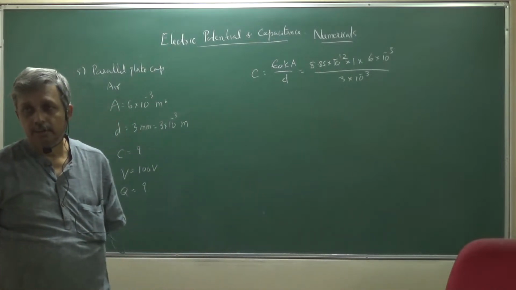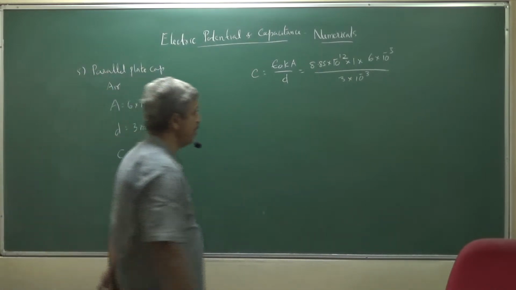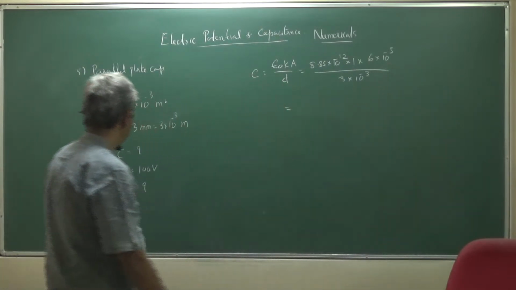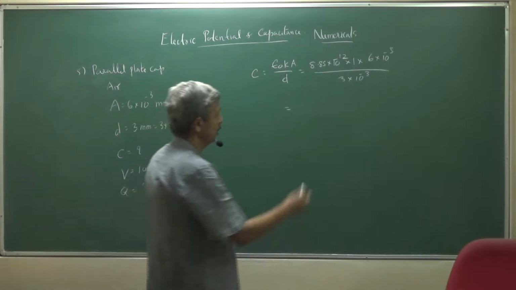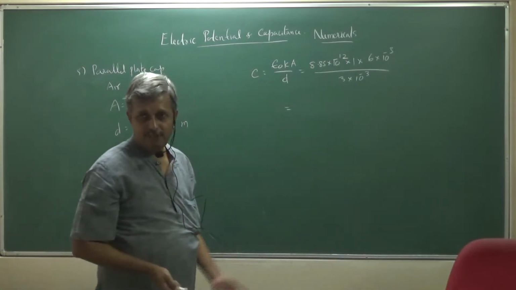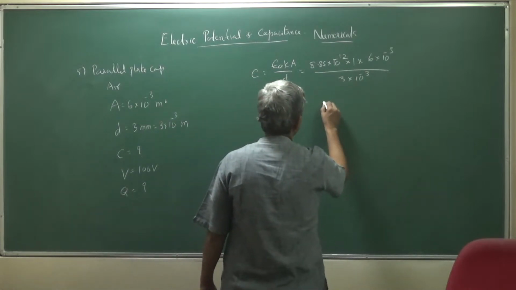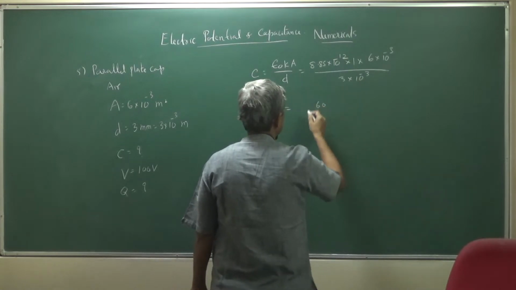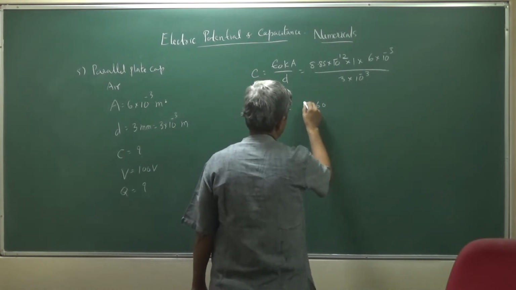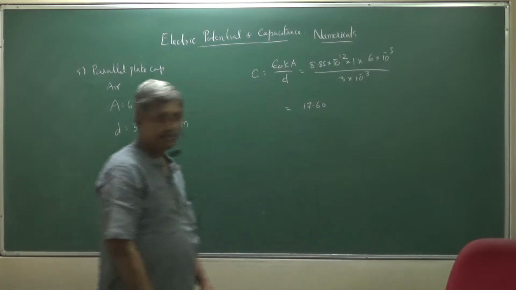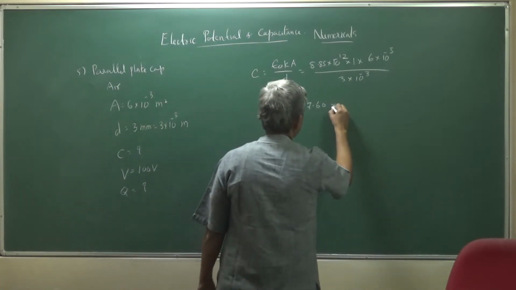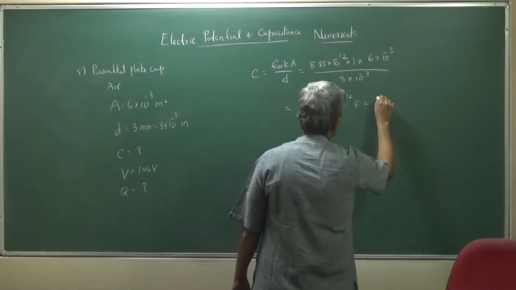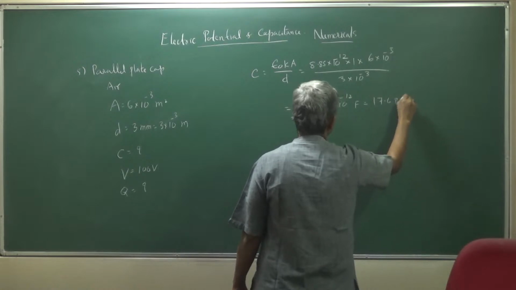So this is the capacitance. We can simplify it: 6 into 10 power minus 3 in the numerator and 3 into 10 power minus 3 in the denominator will basically be 2. So 2 into 8.85 gives 17.7 into 10 power minus 12 farads, or we can say 17.7 picofarad, the capacitance.